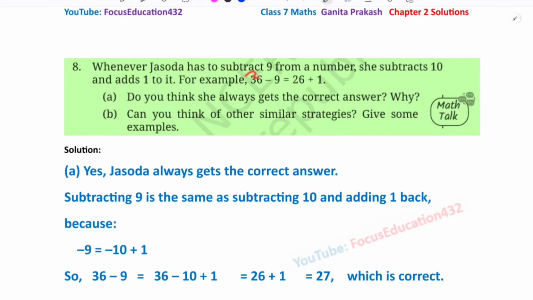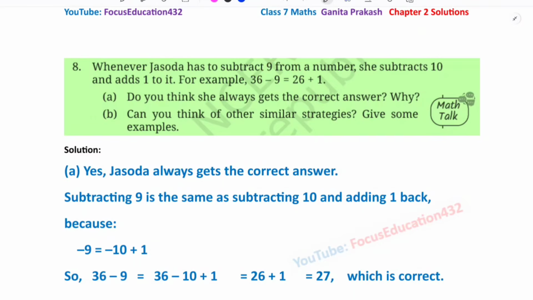Whenever Jashoda has to subtract 9 from a number, she subtracts 10 and adds 1 to it. This is an easy way of doing subtraction. Instead of 9, subtract 10, right? Then add 1. Easy, no? So 36 minus 9 is 36 minus 10, which is 26, plus 1, 27. Easy way. Clear? So that is what this example is.